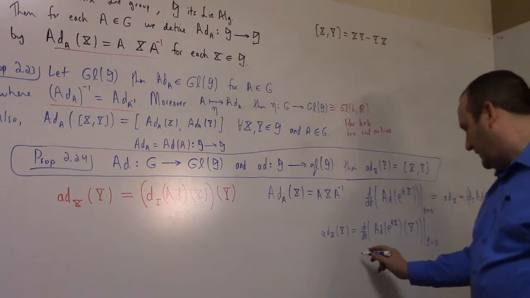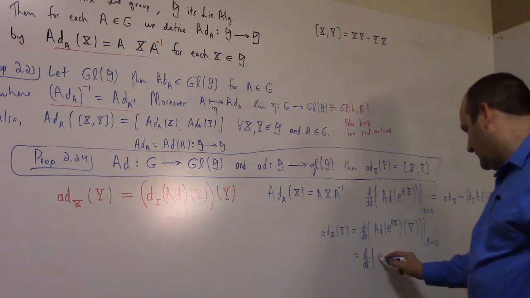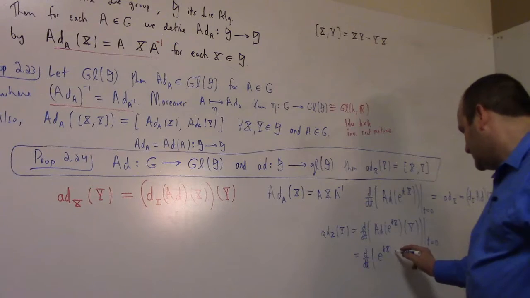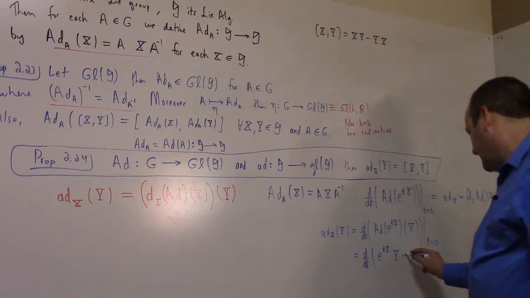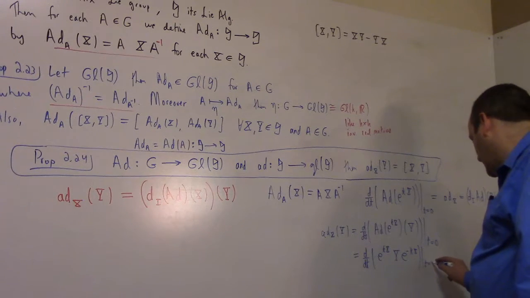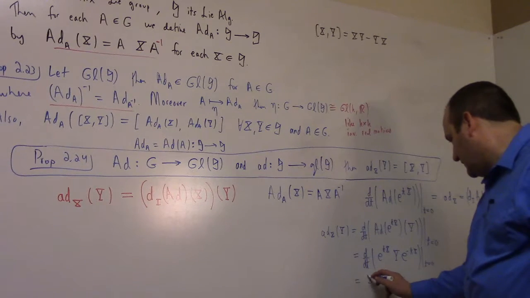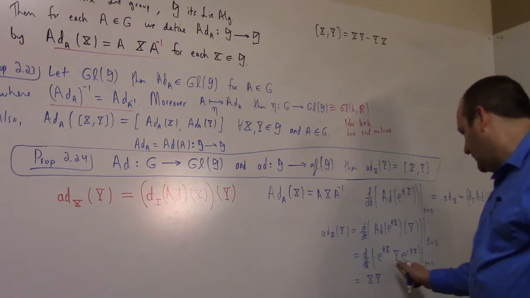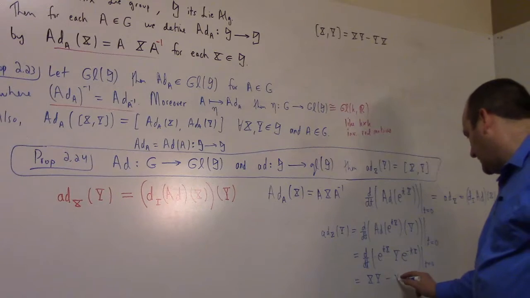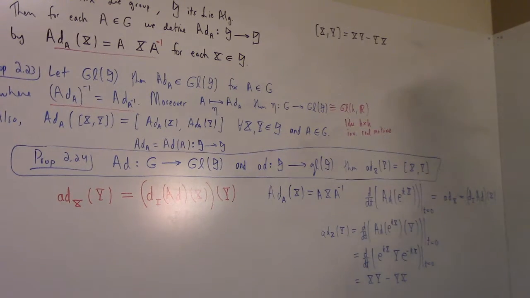By definition of the Ad, that's e to the tx, y, e to the minus tx. You put t equal to 0 after all that's done. Now you've got to do the product rule. Product rule pulls down x, y, and then minus yx. You can see that. Before you plug in t, you've also got the exponential factors there. When you put t equal to 0, you get e to the 0, which is I, and they go away.